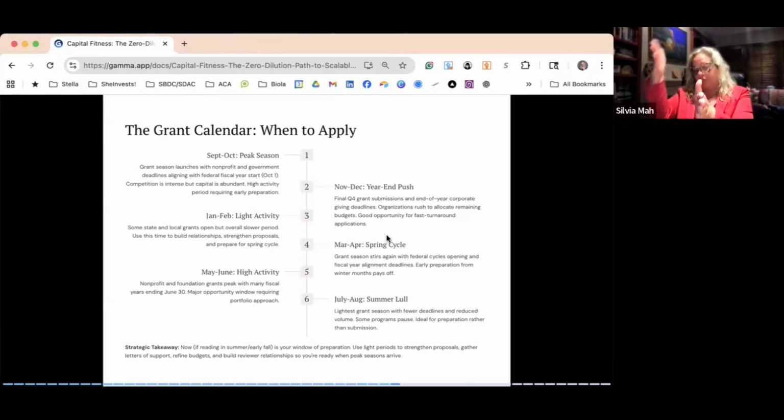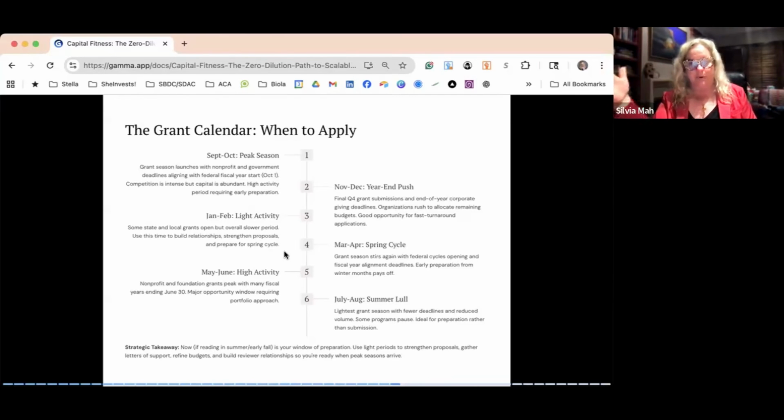Then thinking about the first quarter of the next year, 2026, January to February is lagged activity. Some state and local grants open, but overall it's a slower period. Use this time to build relationships, right? Not in the craziness, but build relationships. Maybe they have some events or some get to know them. Go to all of those as much as possible. They are still doing quite a bit virtually, so look at some things that are virtual because some of these foundations are nationwide.